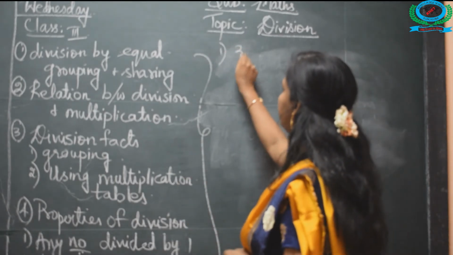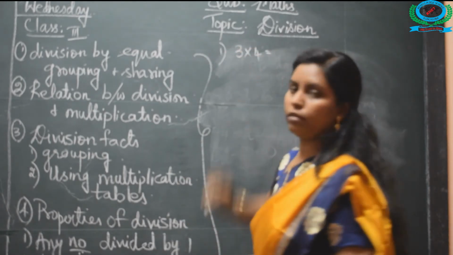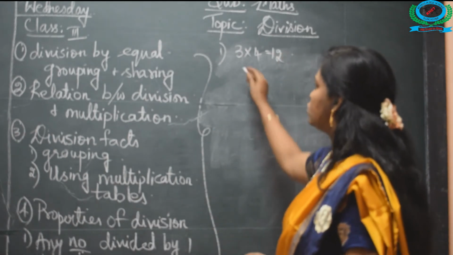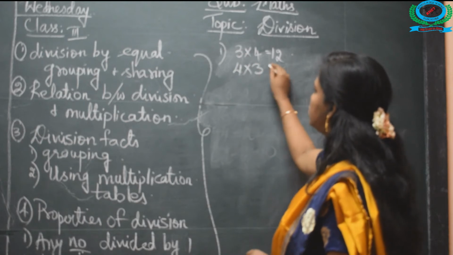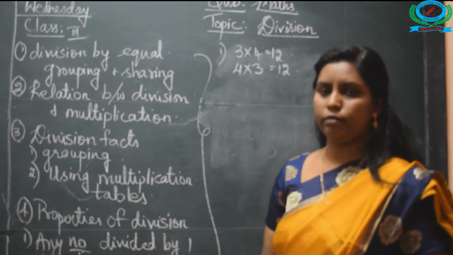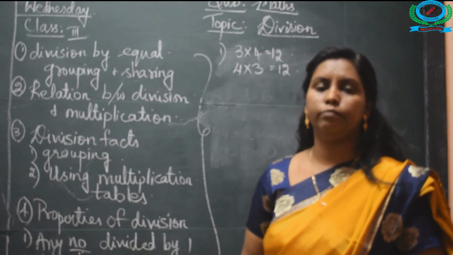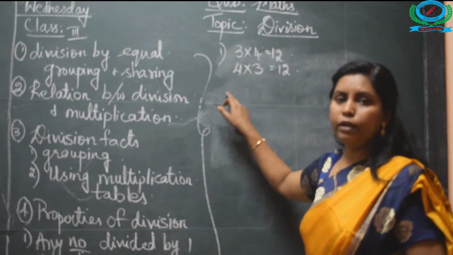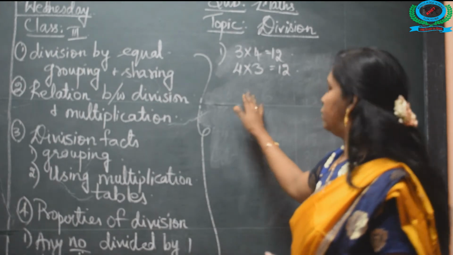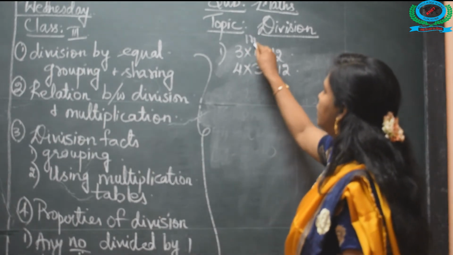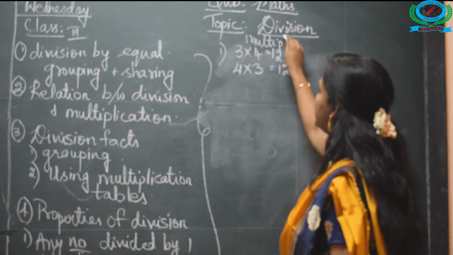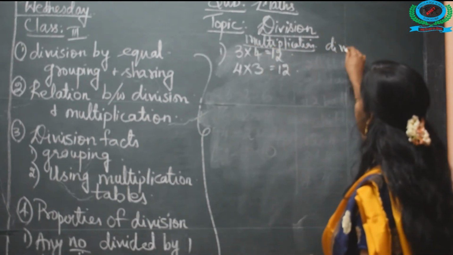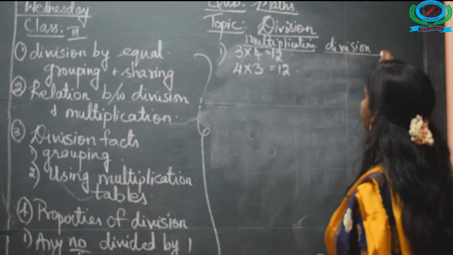For example, if I take two numbers, 3 into 4 gives us 12. Okay. So I can write 4 into 3 also gives 12. Reverse product. So 3 into 4 also gives us 12, 4 into 3 also gives 12. So how is this related to division? This is the multiplication form, and the division form goes like this.